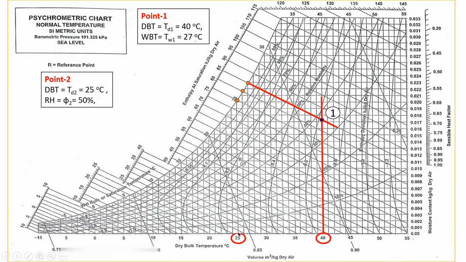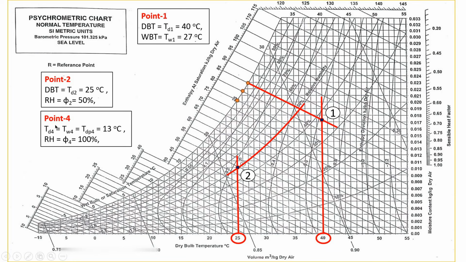So here it is dry bulb temperature 25 degrees Celsius. Draw a vertical line from this, and here these curved lines are the relative humidity lines. So this is the 50% relative humidity line. The intersection point is the state 2, that is the state of the air inside the room, or the state of the recirculated air. Then at point 4, that is after passing that air over the cooling coil, the condition is given.